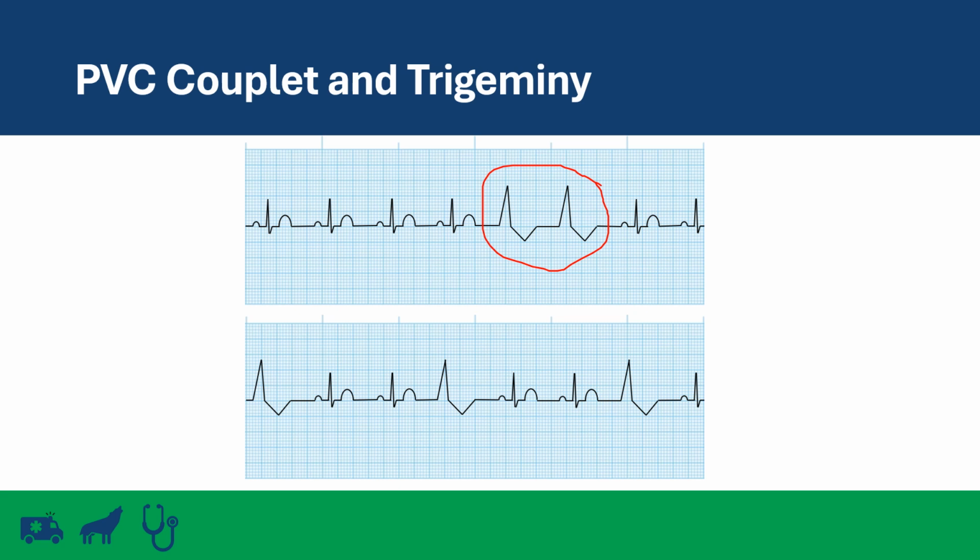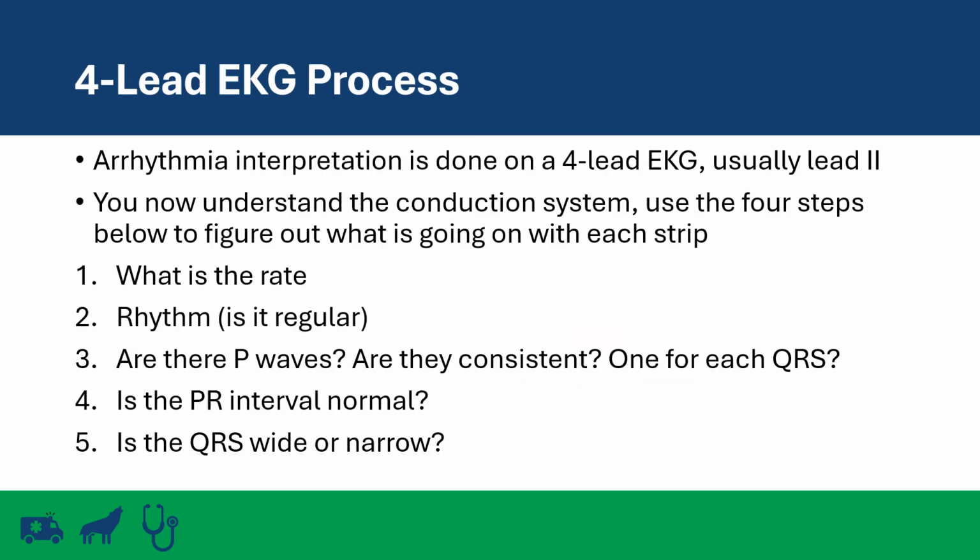So we have an underlying sinus rhythm with PVCs every third beat. This is considered trigeminy. If they were every other beat, we would consider this bigeminy. So when you're studying your rhythms, typically rhythm interpretation is done on a 4-lead and usually in lead 2. Okay, you can also use pads, but usually lead 2 is where you're going to get your strips.